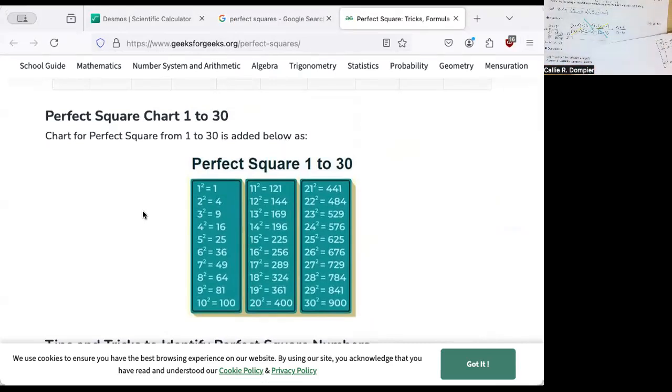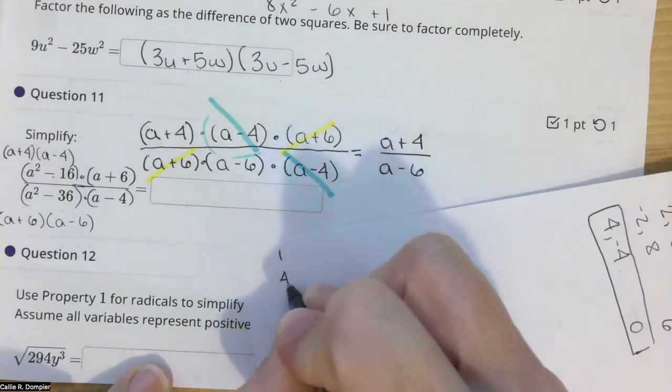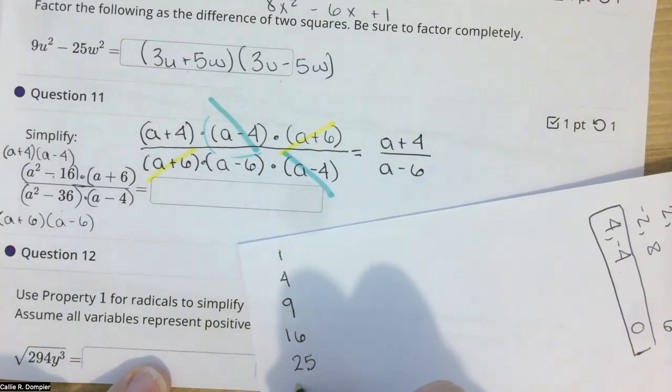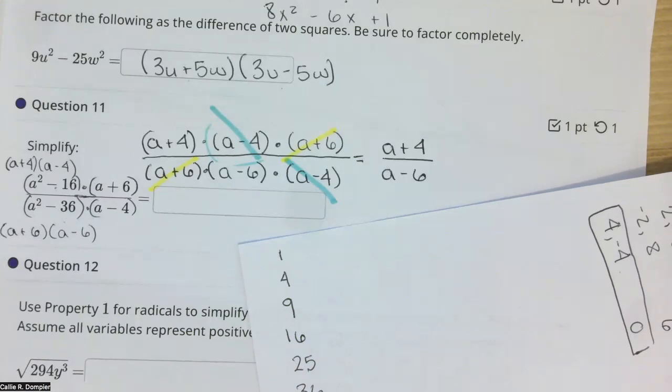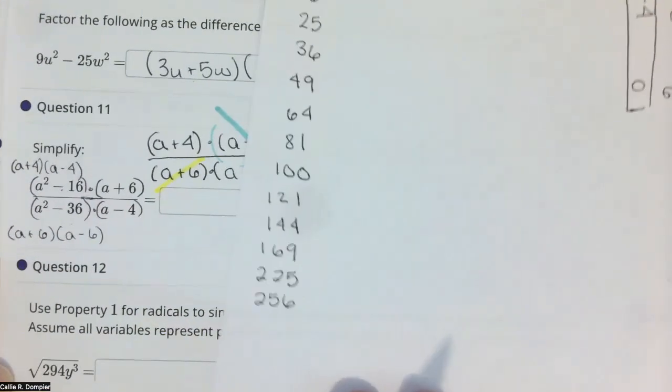I'll just list them: 1, 4, 9, 16, 25, 36, 49, 64, 81, 100, 121, 144, 169, 225, 256. You can stop there because we have the number 294.